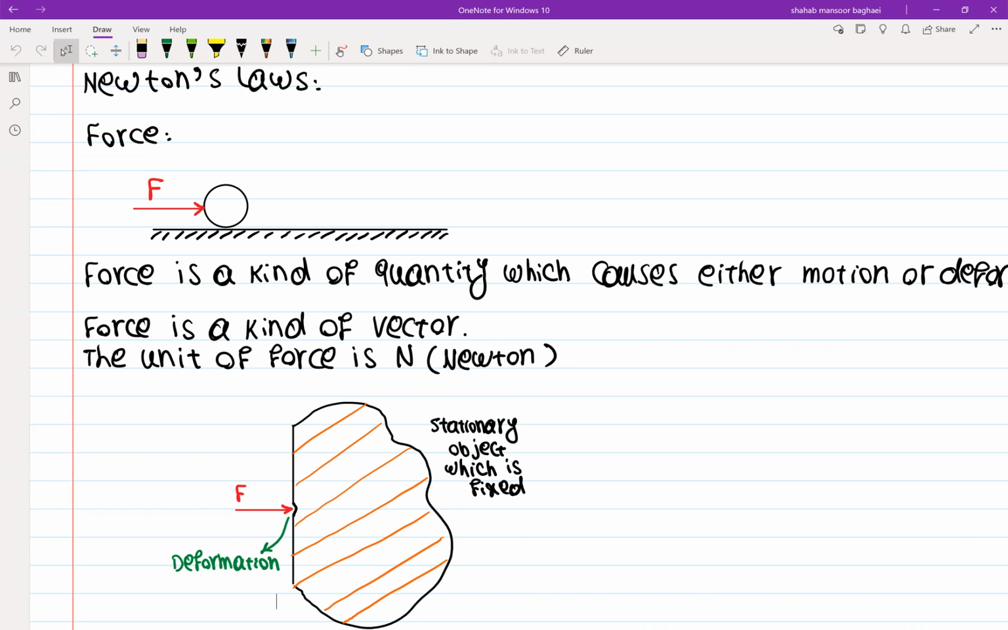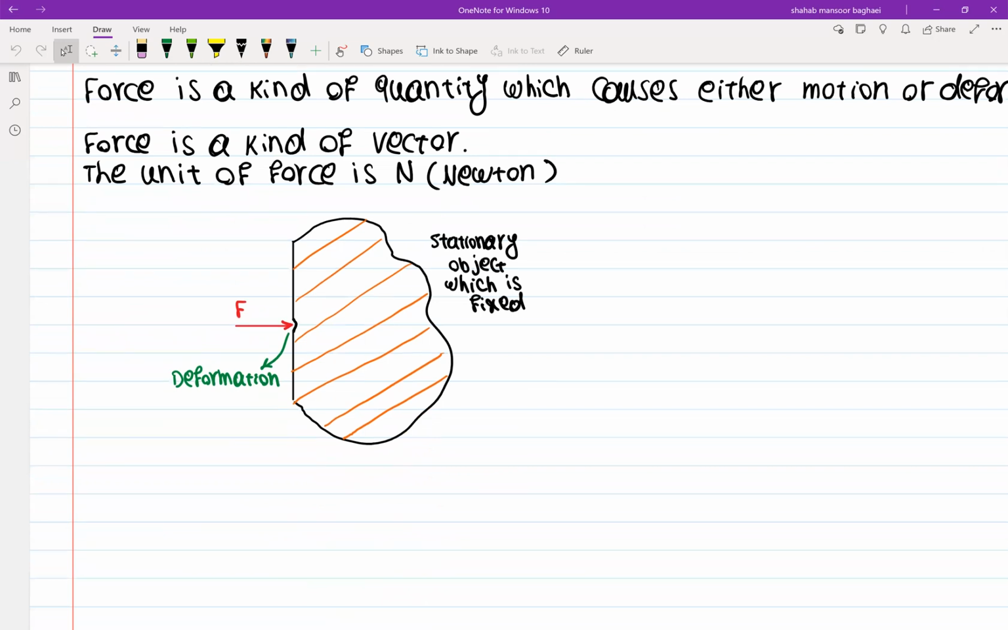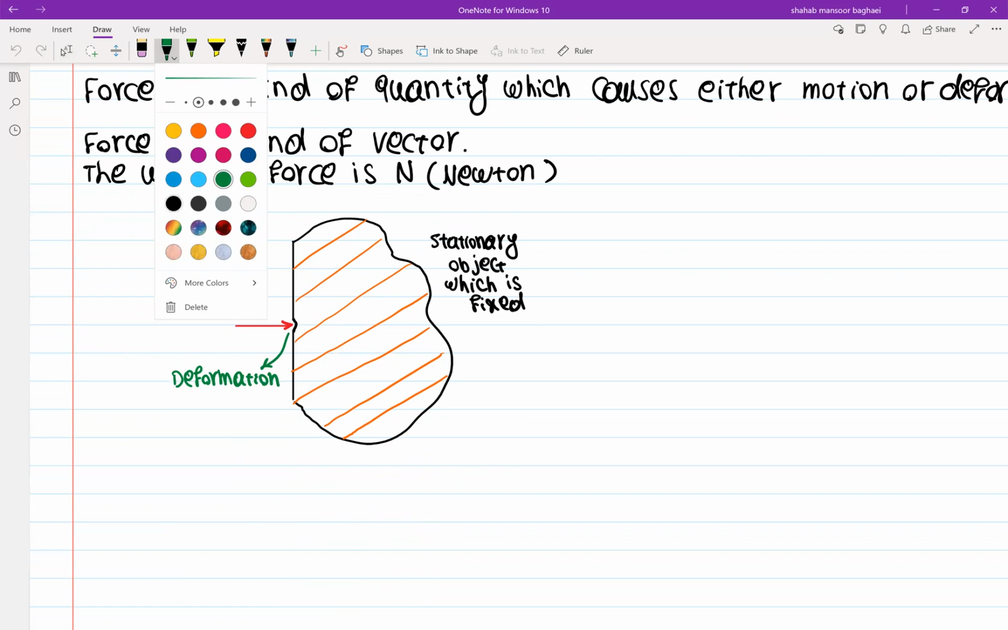Right now, I want to talk about Newton's laws. There are three laws for motion, and I want to explain all of them. And you have to memorize each law because that's a test question. Okay, law number one. It is called Newton's first law.